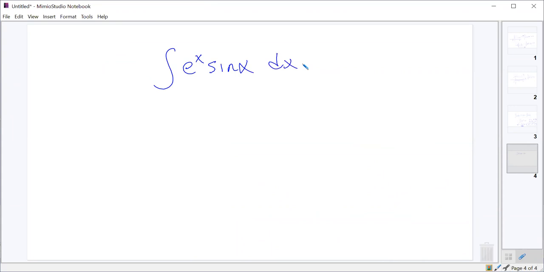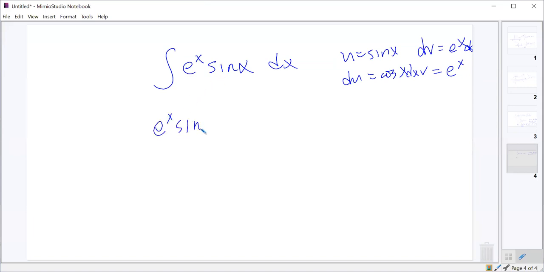So here, doesn't really matter, let's let u equal sine x and dv equal e to the x dx. Du will be cosine x dx and v will be e to the x. I should put my dx up there too. So this is our integral of u dv, so it should become u times v. So it should become e to the x sine x minus the integral of v du, which is e to the x cosine x dx.